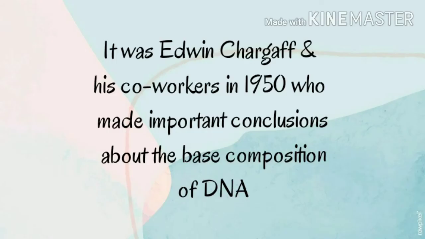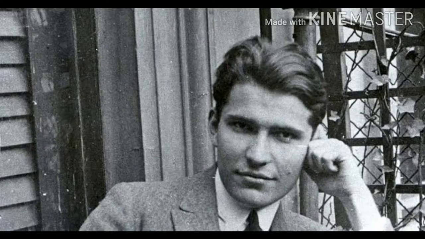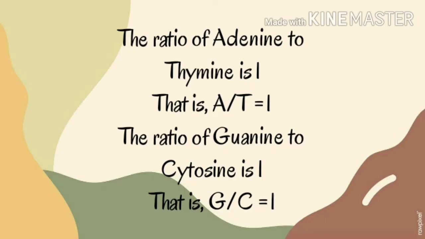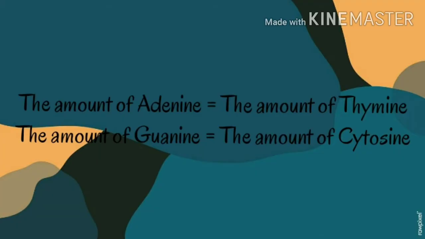It was actually Edwin Chargaff and his co-workers in 1950 who made major conclusions about the base composition of DNA. You can see Edwin Chargaff in this picture, and all his conclusions were made into a rule named Chargaff's rule. It states that the sum of purines to pyrimidines is equal to 1, and the ratio of adenine to thymine is 1. Also, the ratio of guanine to cytosine is 1. That is, the amount of adenine is equal to the amount of thymine, and the amount of guanine is equal to the amount of cytosine.